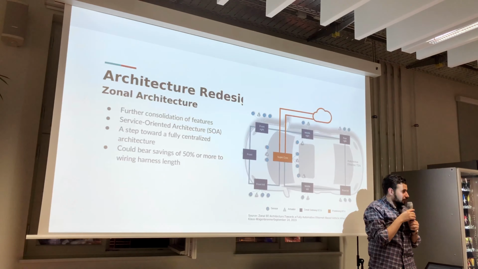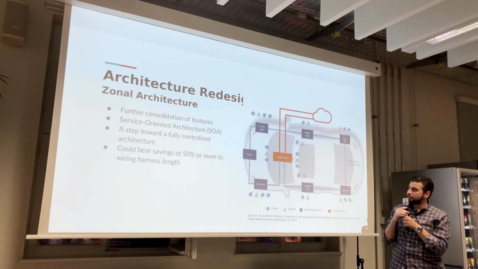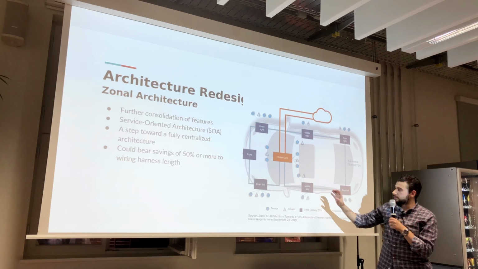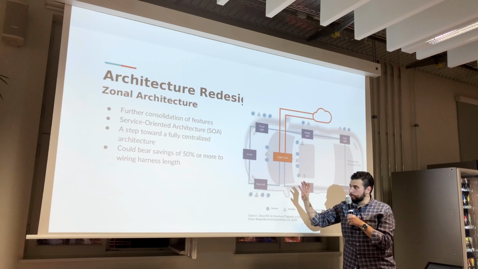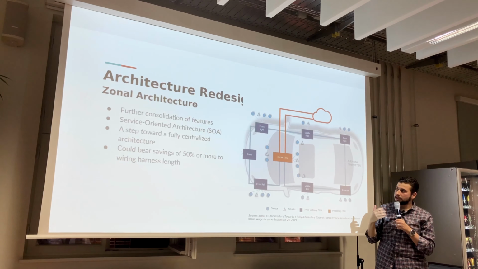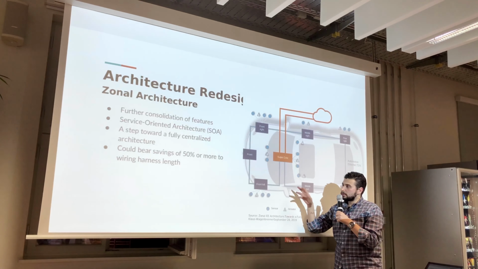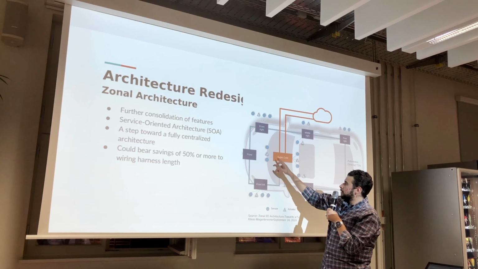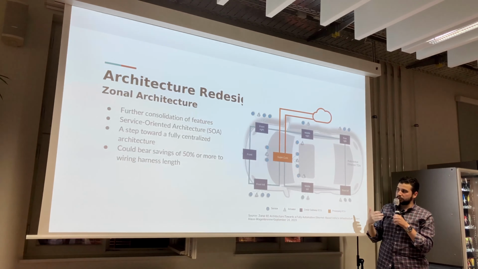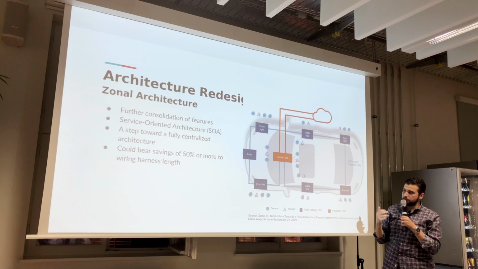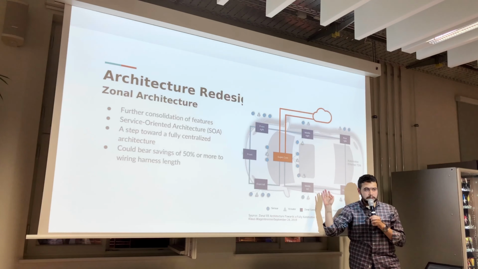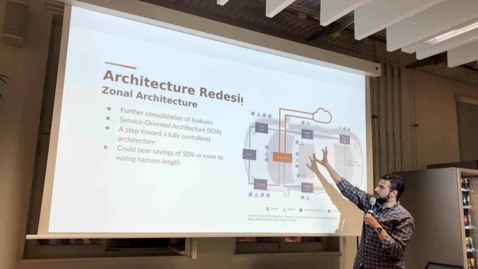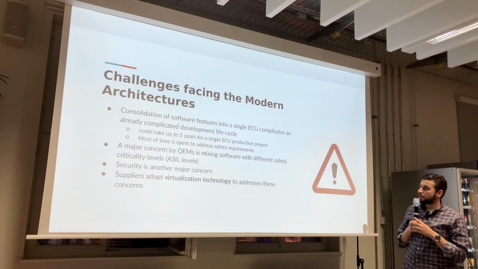This is one other example of redesign, what we call a zonal architecture. It further consolidates the features into fewer ECUs. As you see now, we are much lower than 40 or even 100, and each of those ECUs has more and more features. This is also a step toward a fully centralized architecture, with one control unit that's really powerful and has many features. This could bring savings of around 50% or more in wiring length, because this is really rethought and redesigned to overcome the challenges facing these modern architectures.